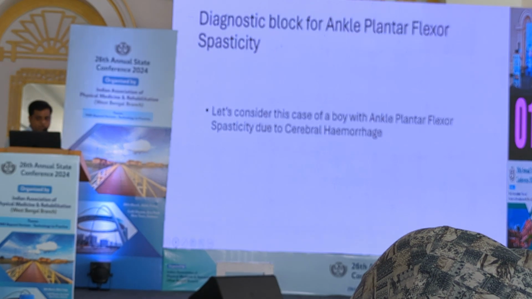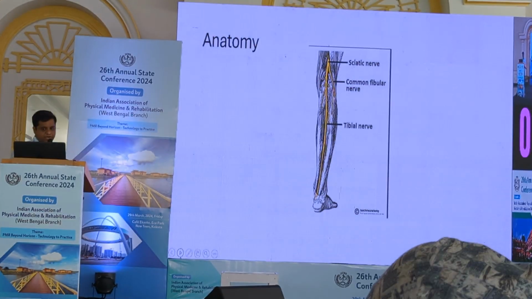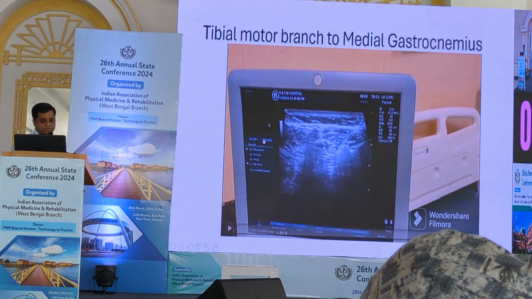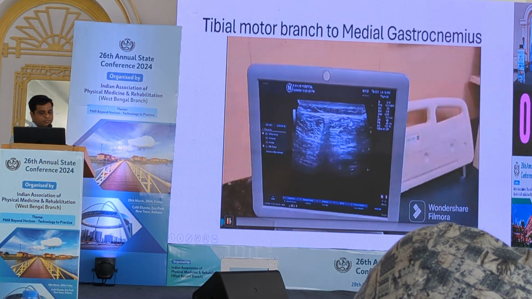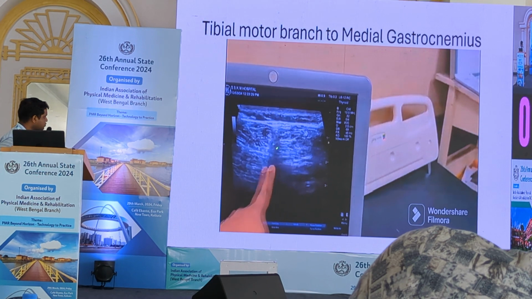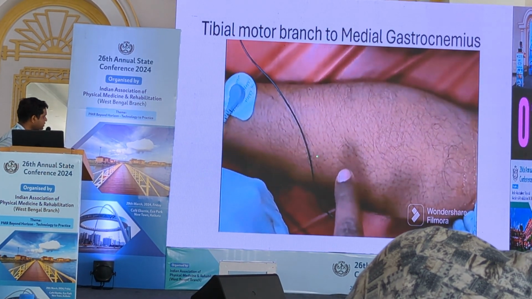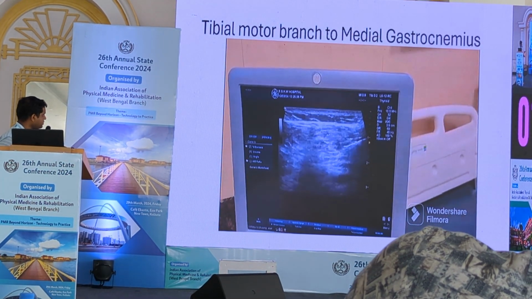So, diagnostic nerve blocks for ankle flexor spasticity. So this is one of the anatomy. So first we give the tibial motor branch to medial gastrocnemius. So this is the medial gastrocnemius and below is the soleus. The soleus is not contracting, the medial gastrocnemius is only contracting. This is a beautiful contraction of the medial gastrocnemius.